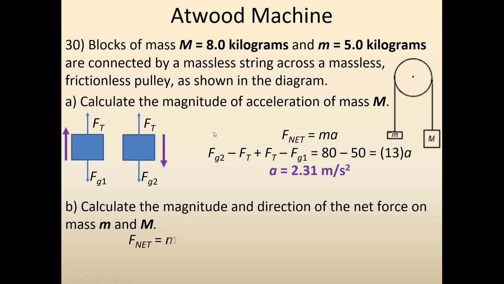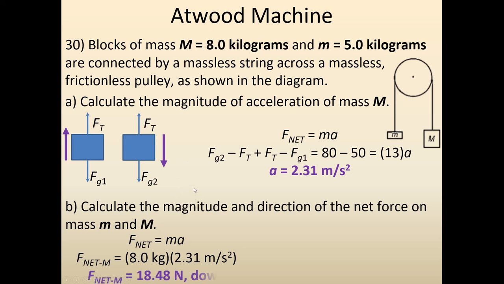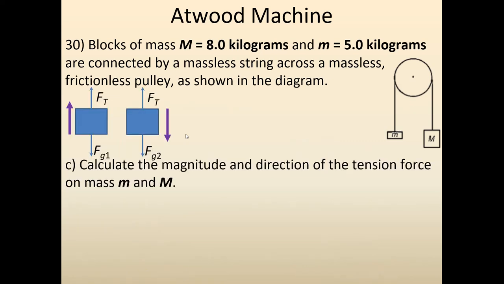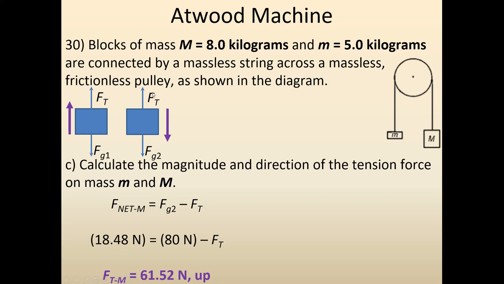Again, same thing for part B. We'll plug in F net equals ma, plug in the numbers, and we get that the net force on the big mass is 18.48 newtons down, and for the little mass ends up being 11.55 newtons up. All right. Part C, again, same setup. We're looking at F net equals the sum of the forces. So for the big mass, it ends up being the difference, with Fg being the positive. Plug the numbers in, and we end up getting this one has a tension of 61.52 newtons up.